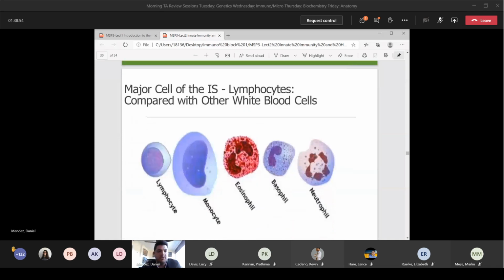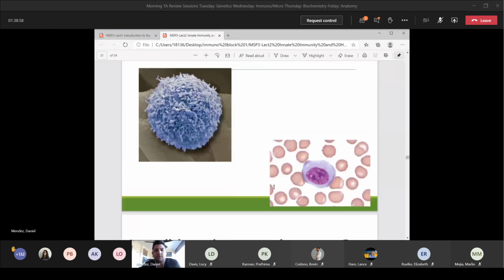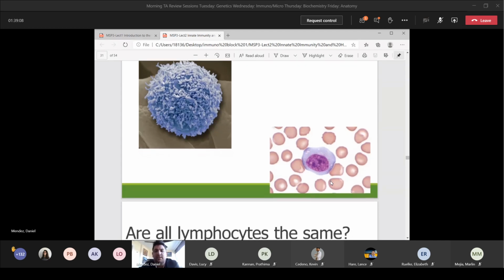All right, so to the major cells of the immune system. Lymphocytes here, you can kind of tell it's a lymphocyte when you see that large nucleus. You won't have any histology or any pictures on this test. This is something that'll come back in the second semester, needing to know that much.